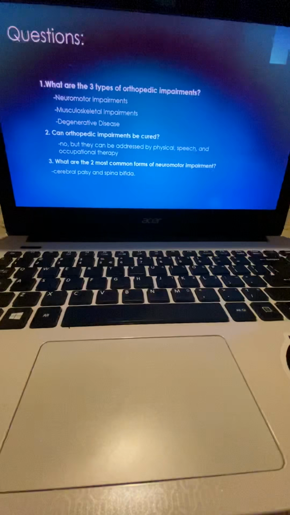Now, these are the questions that I have. What are the 3 types of orthopedic impairments? Can orthopedic impairments be cured? And what are the 2 most common forms of neuromotor impairments? So take a few minutes and go ahead and analyze these questions and write the answers to these 3 questions for your own records.